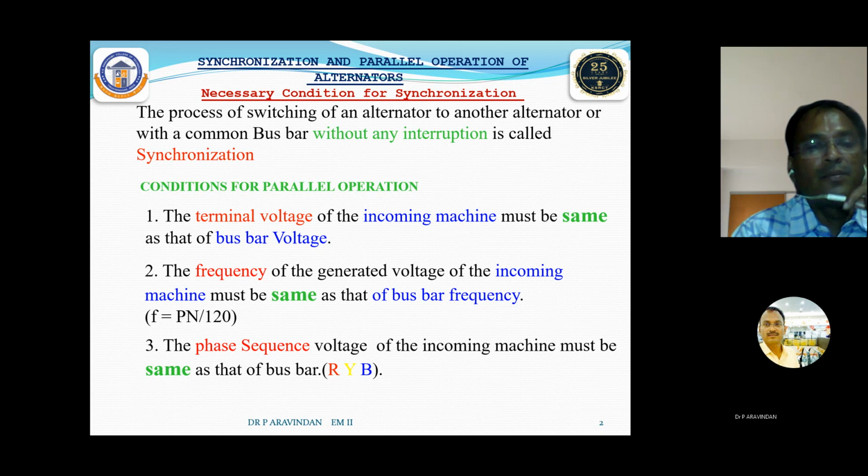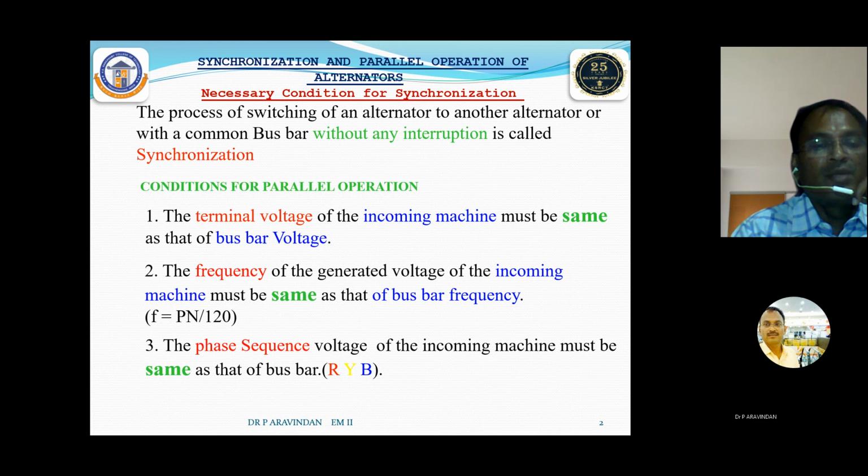First, the terminal voltage of the incoming machine must be the same as the bus bar voltage. Second, the frequency of the generated voltage of the incoming machine must be the same as the bus bar frequency. That follows the generator formula we already know very well: frequency equals number of poles times synchronous speed of the machine divided by 120.